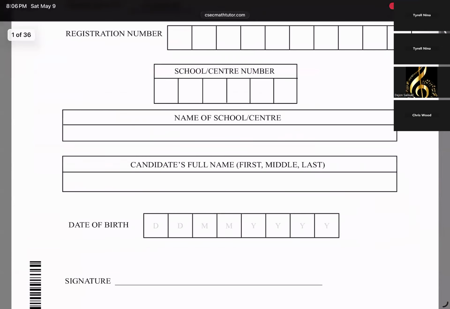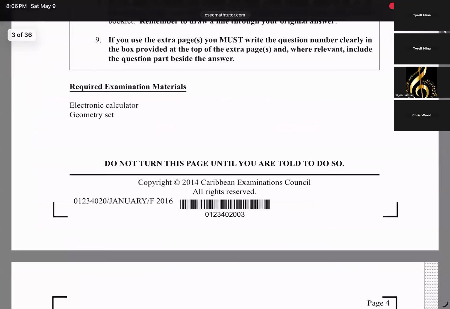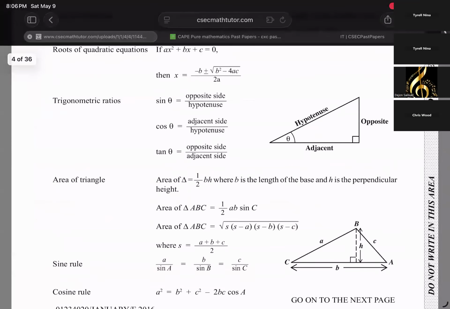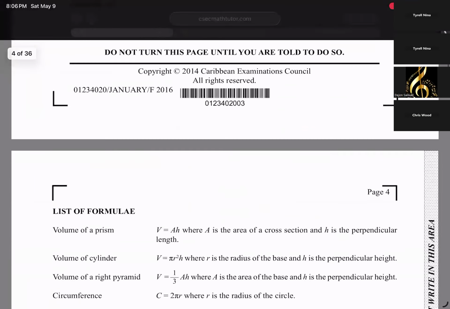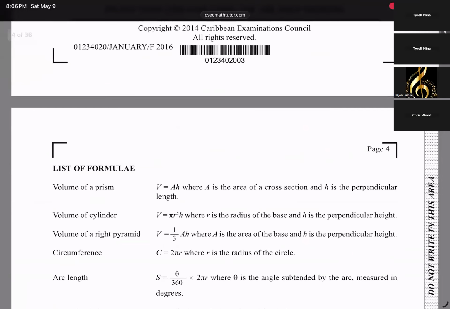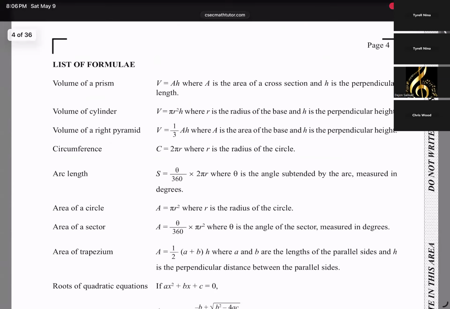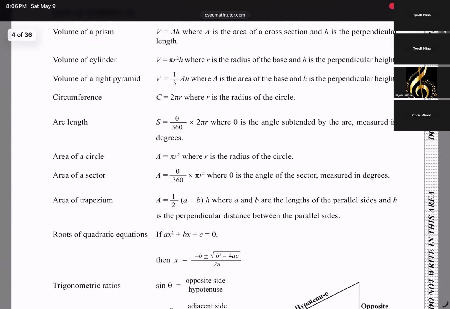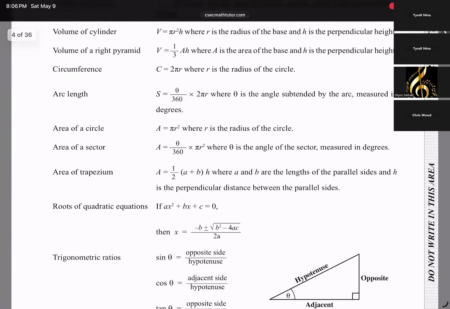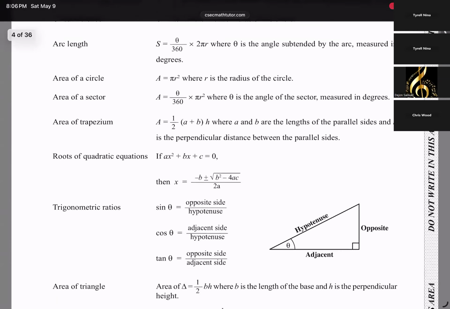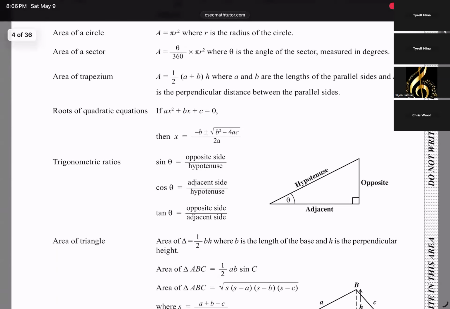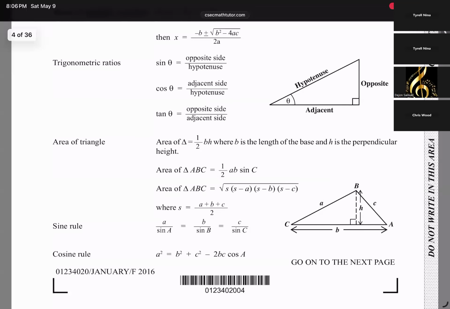So I just wanted to quickly look at the 2026 one, right? So just something to note here. As I say, we're just gonna go through this and then I'll go into the topics, right? So you don't need to know your volumes, circumference, arc length. These things are given, right? Quadratic formula given. You don't need to learn it off, right? Sine, cos, and tan given. Area of a triangle given, right? Sine rule and cosine rule given, right? So I know some people were worried about if that would be there or not. It is there, okay?